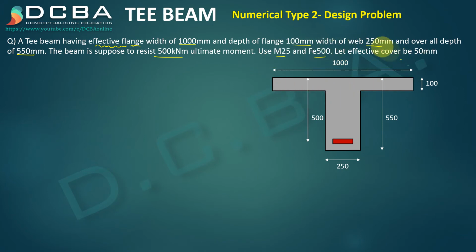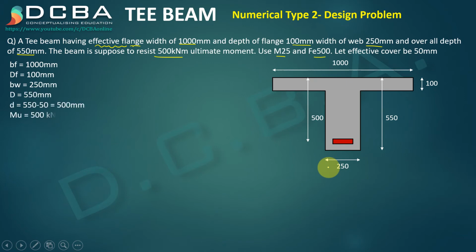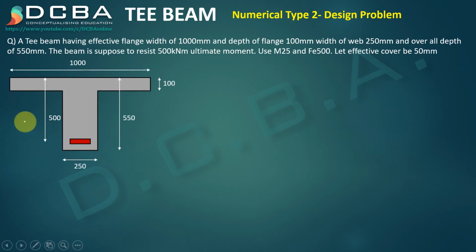So this is how the T-beam would look. 1000 mm of effective flange width, 100 mm flange depth. 500 mm would be the effective depth, because total depth is 550, so 550 minus 50 would be 500. 250 is the web width. So all these things are given: FCK, Fy, your ultimate moment, Mu, everything is given.